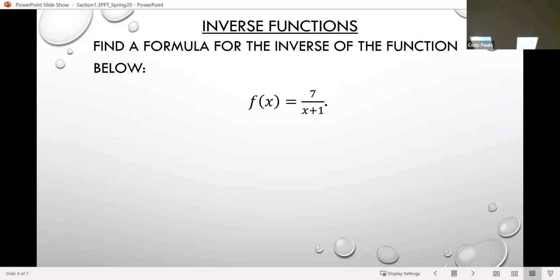All right, now the next thing is inverse functions. So before we start to solve this, they ask us to find the formula for the inverse function below. We should first remind ourselves, what is an inverse function? Remember, an inverse function is a function that switches the inputs and outputs of a particular function.